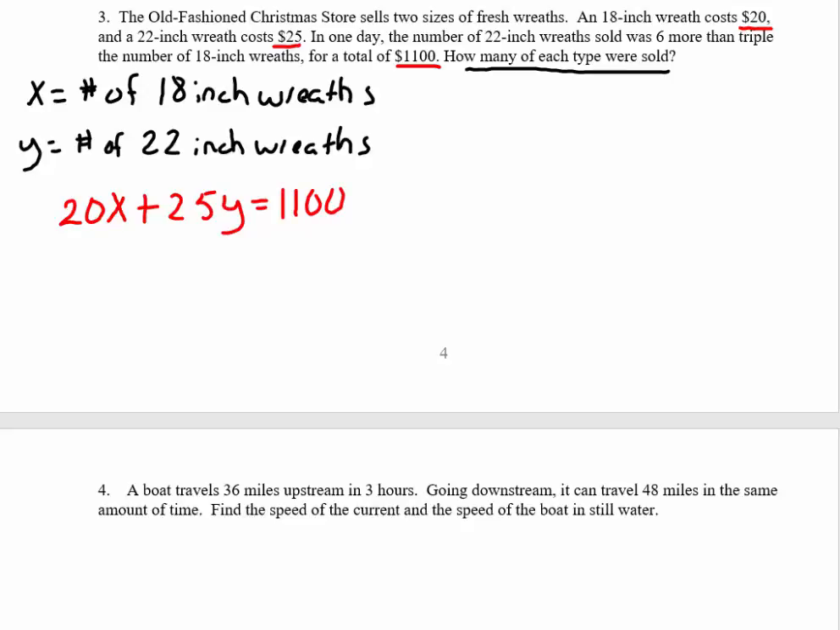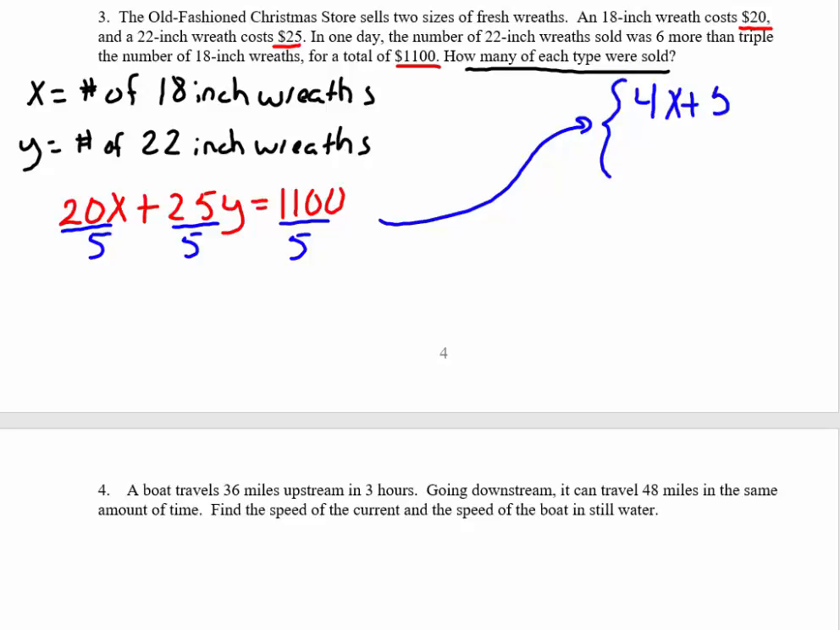That equation is nice, but if you notice, there's a number that's in common in all of them, so we can divide by 5 to make our numbers smaller when we're trying to solve our system. Dividing everything by 5, we're going to have an equation of 4x plus 5y equaling 220. That is not a necessary step. You can certainly leave it as 20x plus 25y equaling 1,100. But making your numbers smaller will be nicer when we're trying to solve this system.